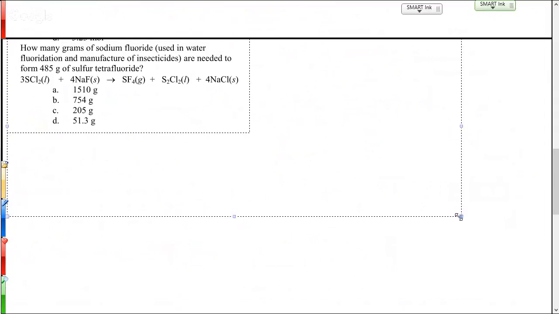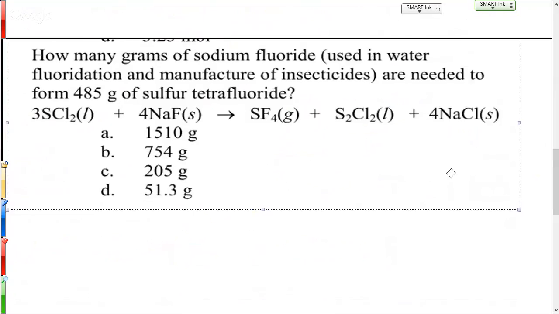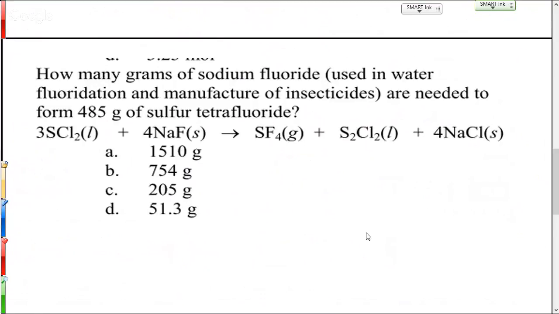So we're using sodium fluoride, reacting with this sulfur dichloride to make this other stuff. And what we really want to know is how many grams of this do we need to form 485 grams of this? And that's what the question is asking us. How many grams of sodium fluoride do we need to form 485 grams of sulfur tetrafluoride? So we're going to use that same technique that we just looked at to do this.